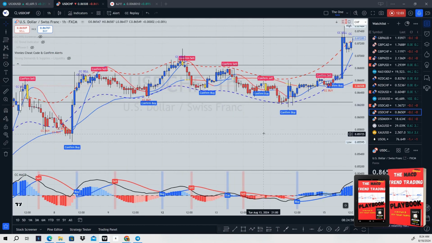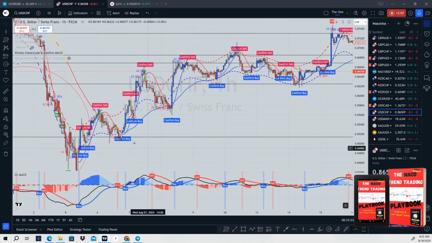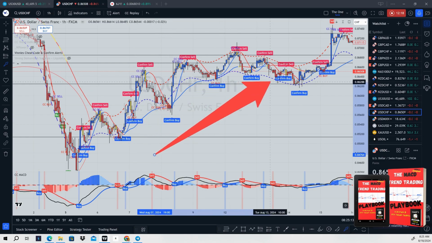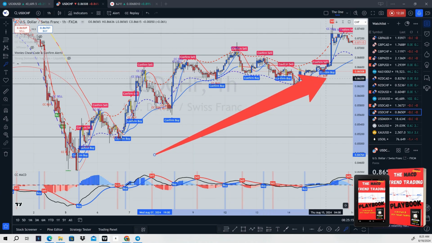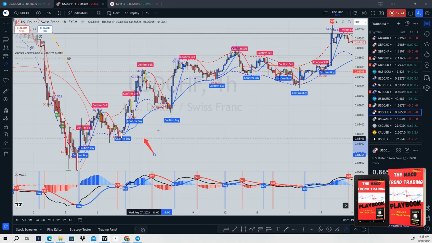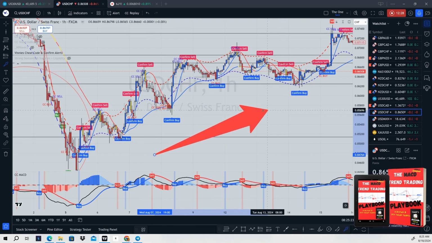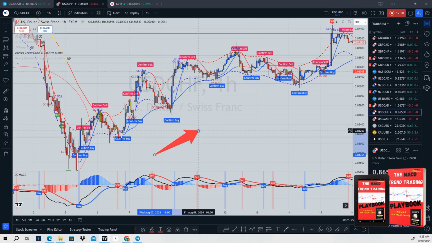And here on the 1-hour time frame, we could have entered at any of these confirm buy or cheat code buy signals. So here, here, here, here, here, here, and also here. All those areas are areas we could have entered into the market, to follow the trend on the higher time frame. Now where do we want to take price to?